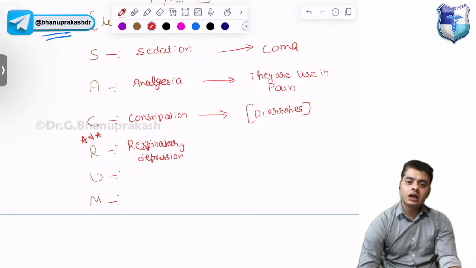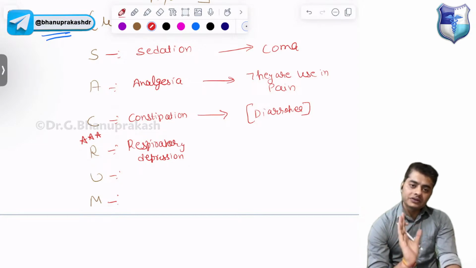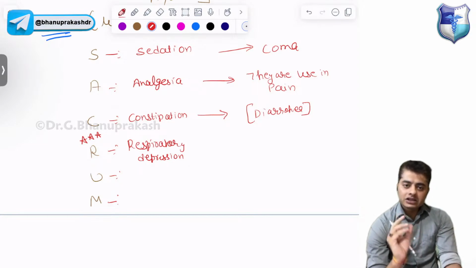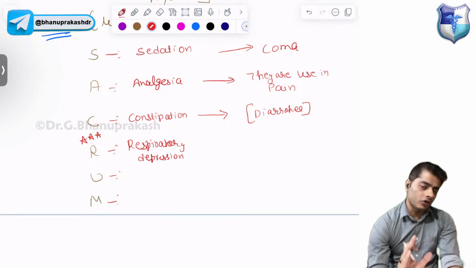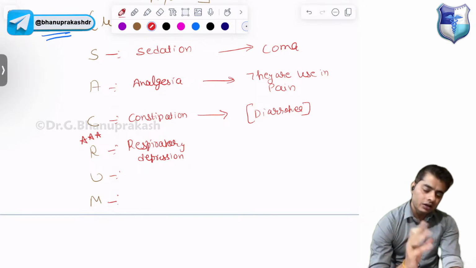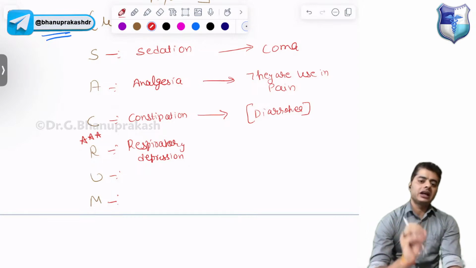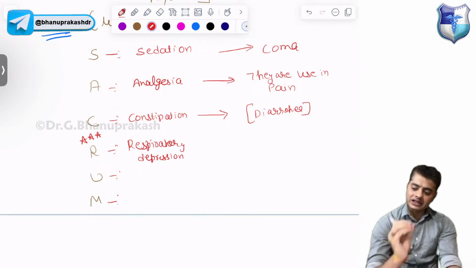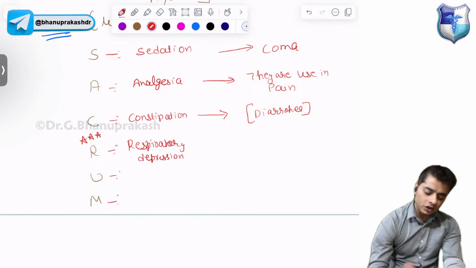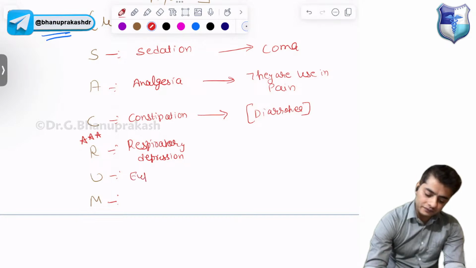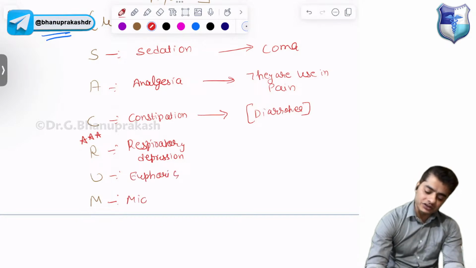Why have I put on 3 stars? Before prescribing any opioids to any patient, check whether the patient has any respiratory illness. If he has acute asthma, COPD, or any such condition, don't prescribe it, because the major risk with opioids is respiratory depression. U stands for euphoria. M stands for narcissism.